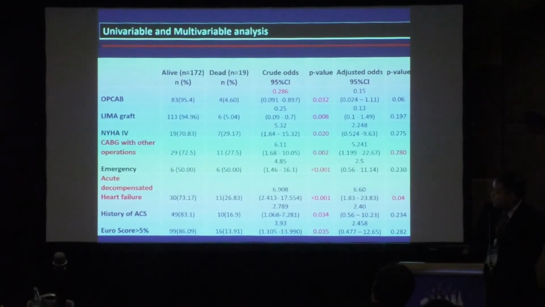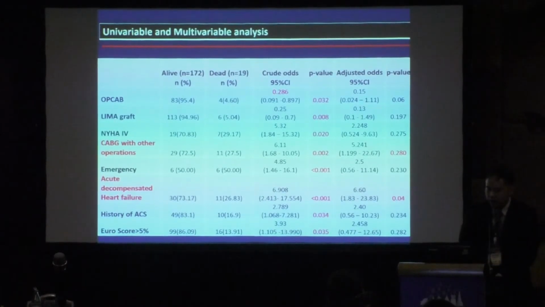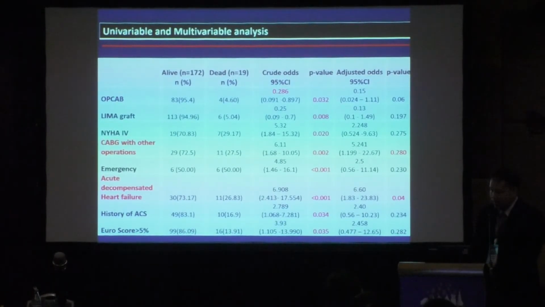Off-pump, use of LIMA graft, New York Heart Association class 4, on-pump CABG with other operation, emergency timing, acute decompensated heart failure, history of acute coronary syndrome, and EuroSCORE more than 5% were significant in univariate analysis. And then I put them into the multivariate analysis, which showed only on-pump CABG with other operations and acute decompensated heart failure are significant.